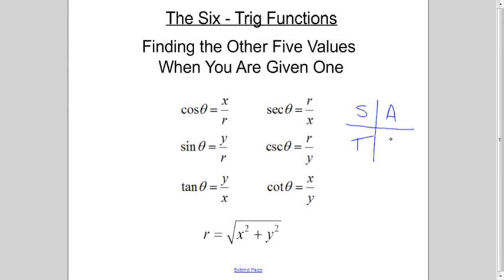You probably know the device "All Students Take Calculus" for determining what is positive in which quadrant. You have to be able to apply this logically as we do these problems. So I will get into some examples quickly here, and we'll see how they're done.